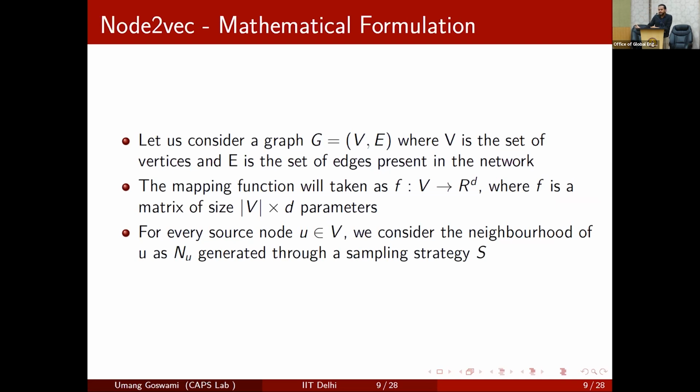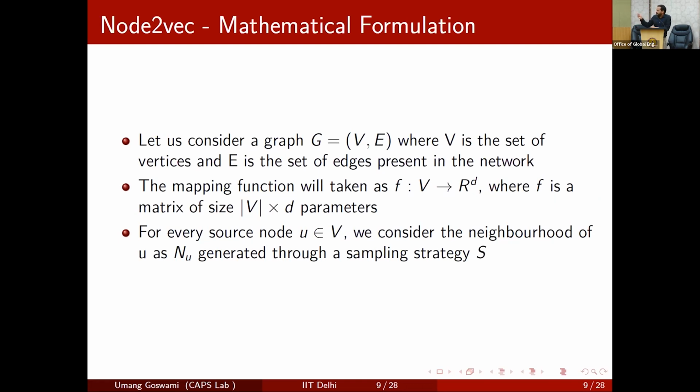For that, let's say we have a graph which has a bigger set of vertices and edges. V is the set of vertices, E is the set of edges, and dimension D is the one into which we are trying to embed the nodes. For every source node, like in the subsequent slides, U will be our target node, that is the source node around which we have to preserve the node embedding, and it belongs to the set of vertices V.